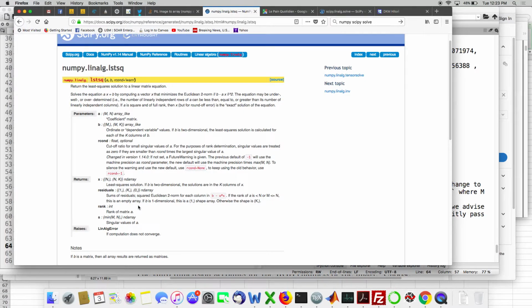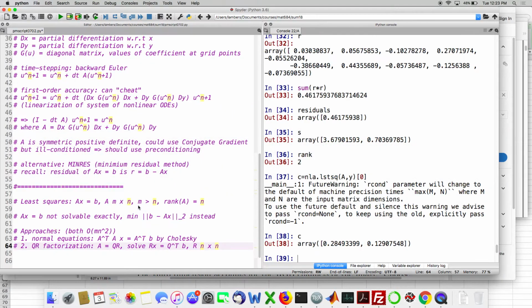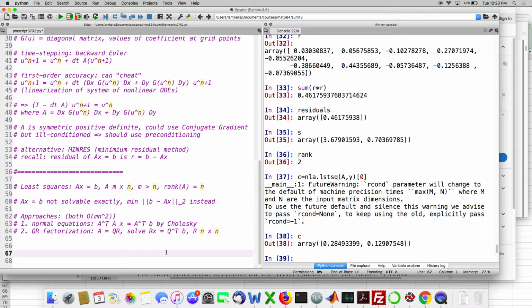Okay, so any questions about how we solve a least squares problem? All right. Okay, so that's one essential.